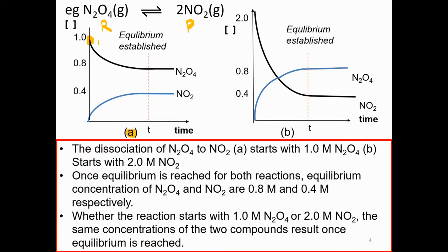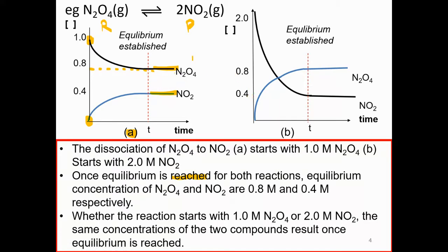For A, you can see this is the reactant, so it is 1. The product, nothing is formed yet. That's why it is 0. Now at equilibrium, the concentration will be constant. Let's look at what this means. This one is 0.8. For N2O4, at a certain temperature, when the equilibrium is established, it is 0.8.